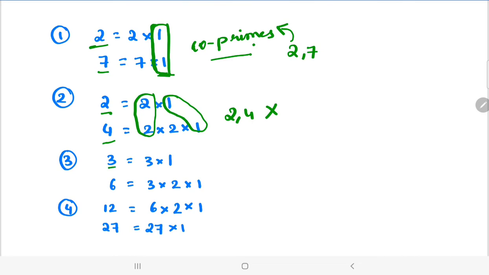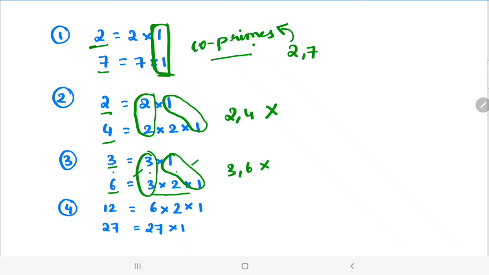If we come to the third example, we can write 3 as 3 into 1. We can write 6 as 3 into 2 into 1. Here if we check, we have 1 as common, and we have 3 as common. So here 1 is common, but we have another number, 3, also as common. So 3 and 6 are not co-primes.